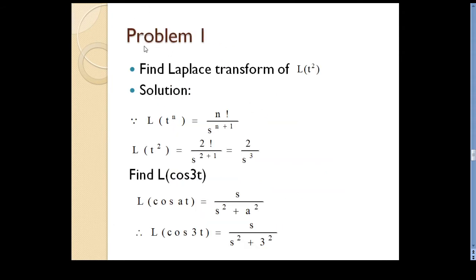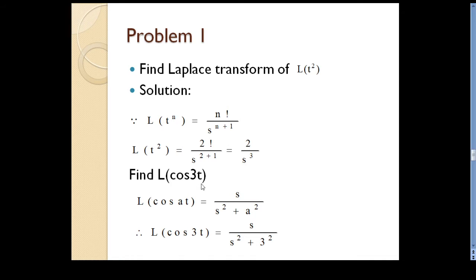So, going on to problem 1. Find the Laplace transform of t square. Solution. L of t power n can be written as n factorial divided by s power n plus 1. So here we want to find L of t square, that is n equal to 2. On substituting, we get 2 factorial divided by s power 2 plus 1, which is 2 by s cube.